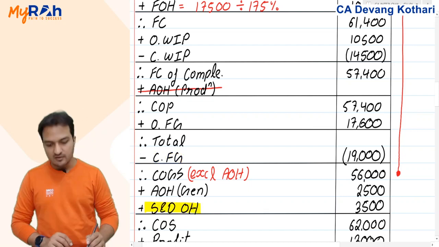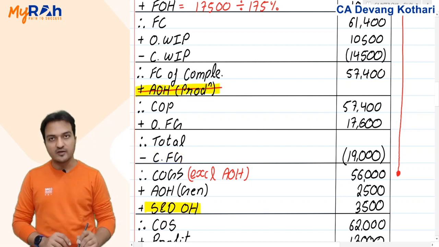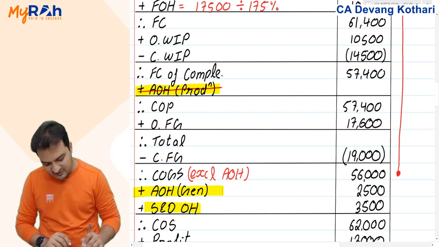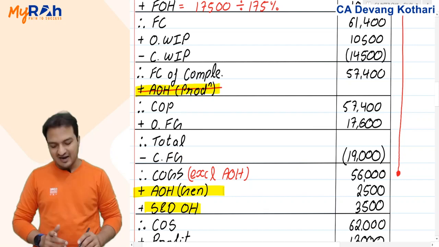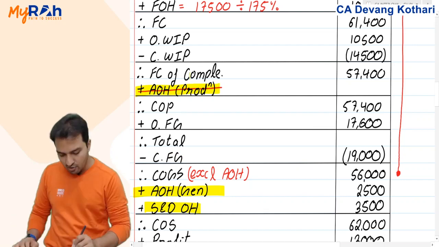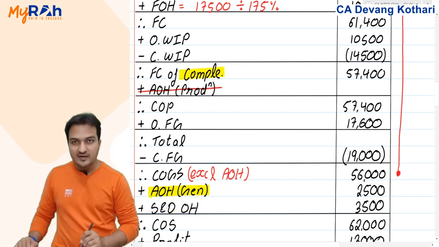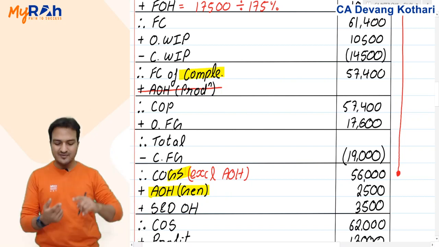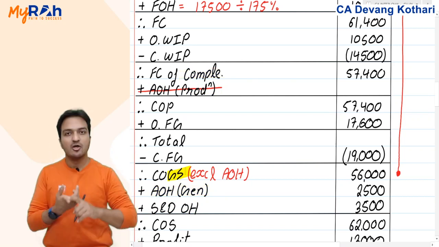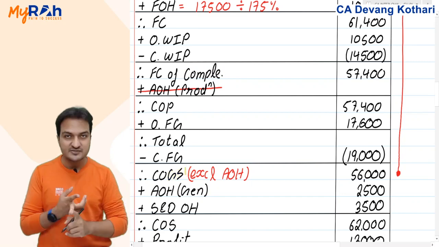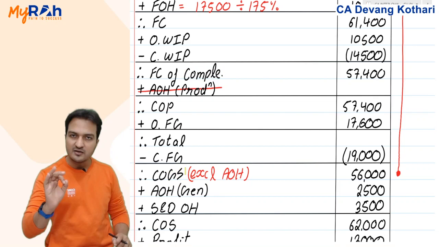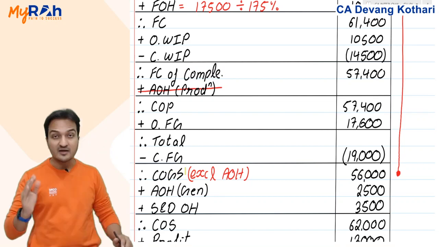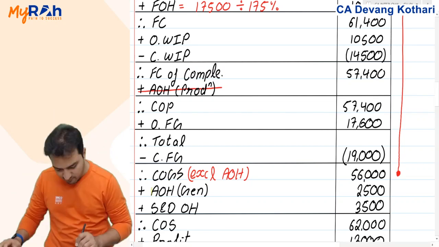Similarly, admin overheads might come over here, or admin overheads might come over here. Admin overheads of production are incurred on all completed units, while admin overheads general are incurred on all sold units. So admin overheads might be incurred on sold units, or on completed units, but admin overheads are never incurred on incomplete units. Hence, admin overheads might come over here after sold units.